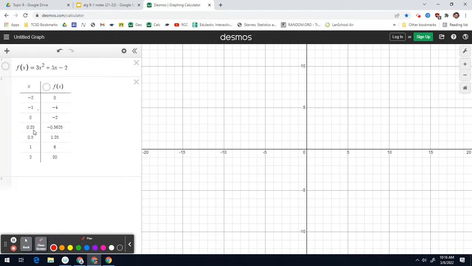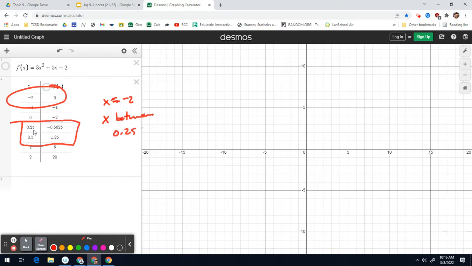So you see that in this interval here, between 0.25 and 0.5, we went from negative to positive. So that means our second solution is somewhere in here. Our first solution is x equals negative 2, but our second solution is between 0.25 and 0.5. So again, we're just estimating. We're not finding the exact value.